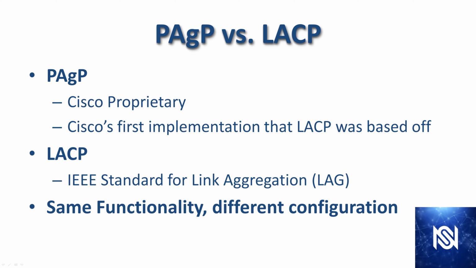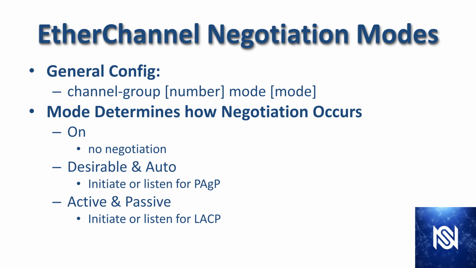Now, comparing the two, PAgP versus LACP. PAgP is Cisco proprietary, basically Cisco's first implementation that LACP was based off of, and LACP is the open standard for link aggregation. So if you're not using Cisco switches, then that's what you'd use. And they both basically provide the same functionality, although they use different configuration. And the way that you set the protocol that you want across the Etherchannel is by using the Etherchannel negotiation modes. So here I have the general config.